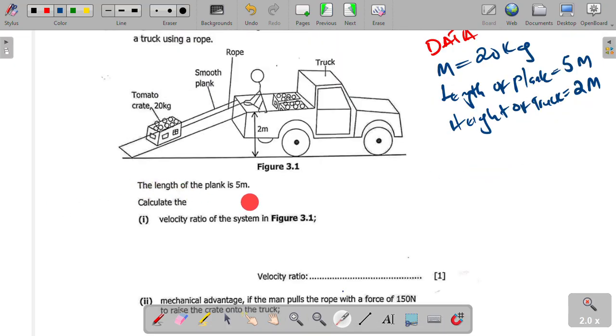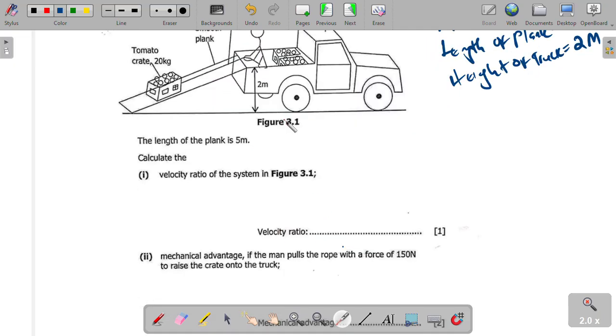Now the question is, calculate the velocity ratio of the system in figure 3.1. Before you calculate, I want you to understand something. This is an inclined plane question. You see, the force is directed there. So in the inclined plane, the length of the slope goes on top in the formula. So we write velocity ratio as this.